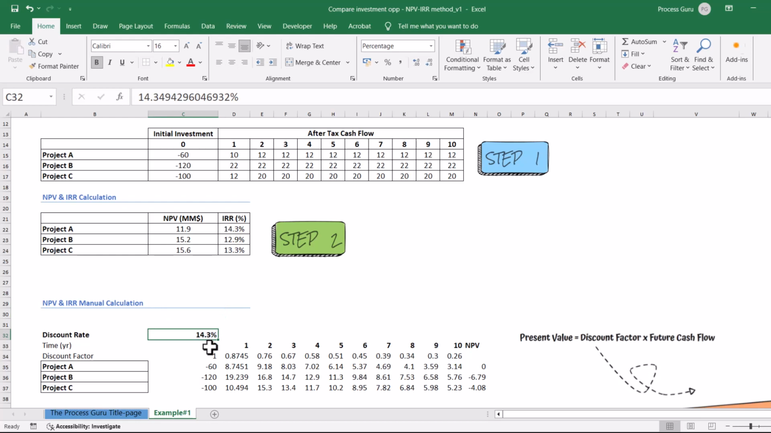I hope you have understood this NPV and IRR calculation using the built-in functions as well as using the discount factor method.